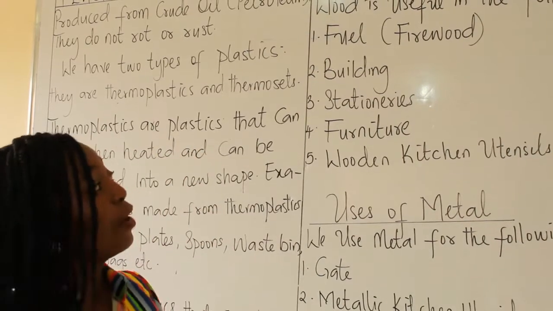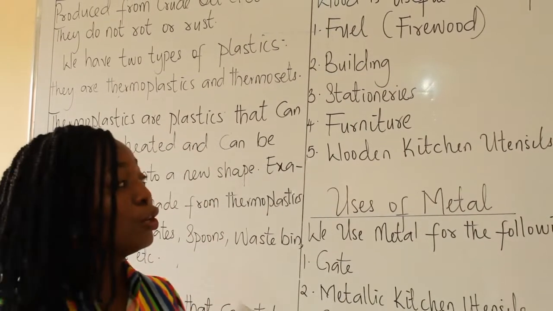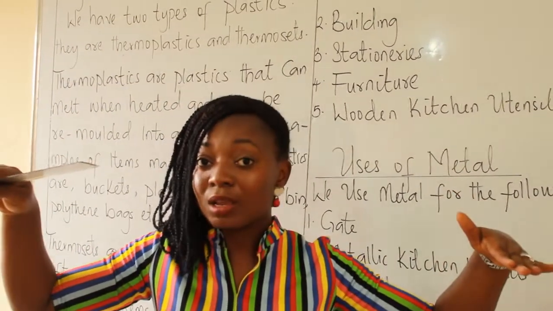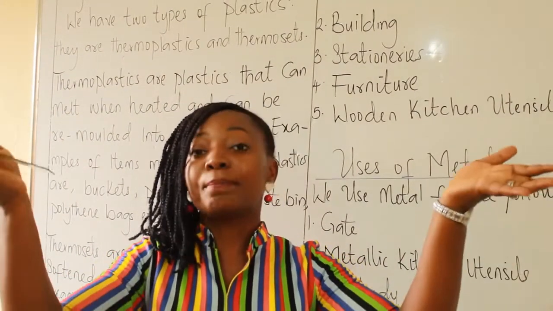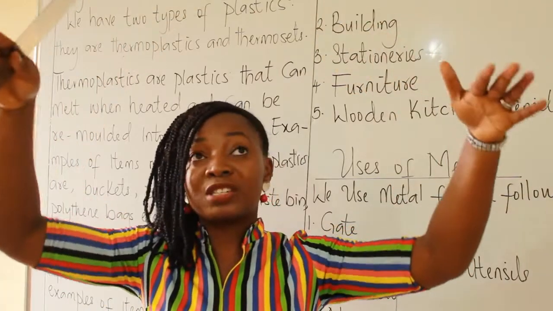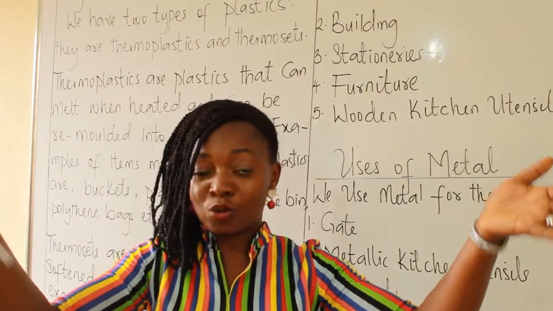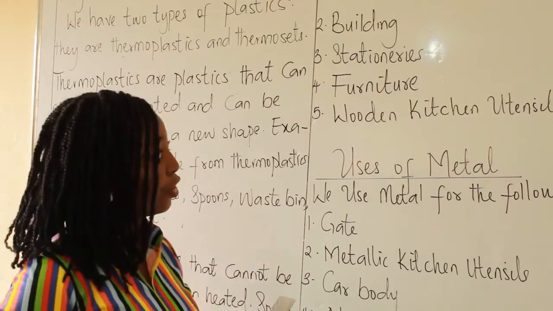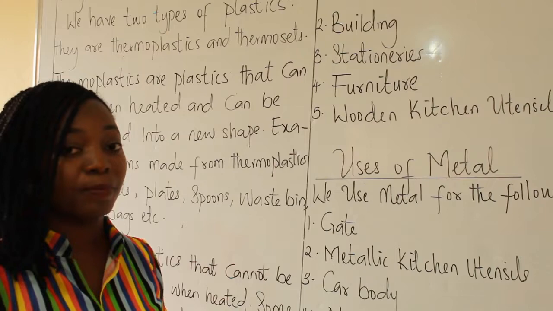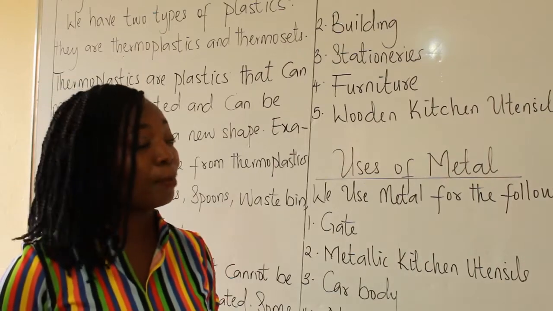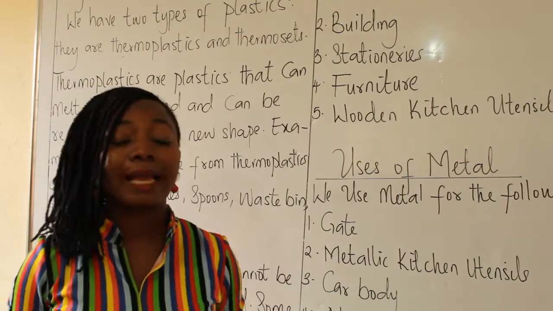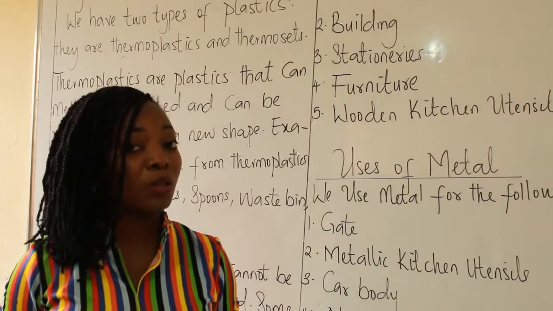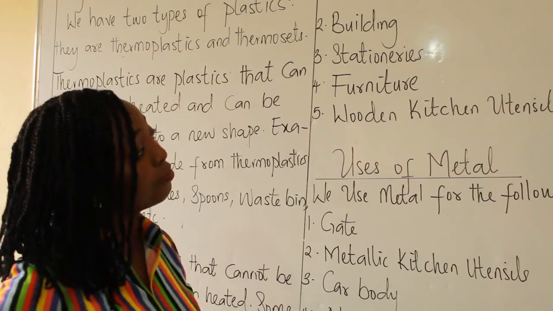Number two, we have building. We use wood in building. Before you roof your house, you have to get a wooden base. You put roof sheets on a wooden base, and so wood is very important in building. Number three, we have stationeries. Some stationeries are produced from wood, like our books, your jotter, your pencil. They are all gotten from wood.